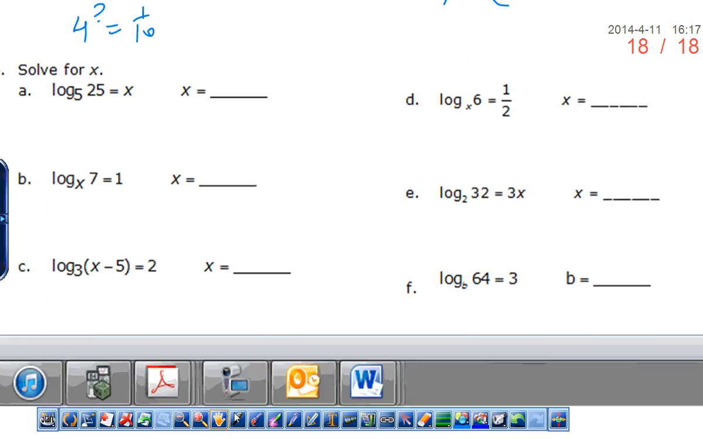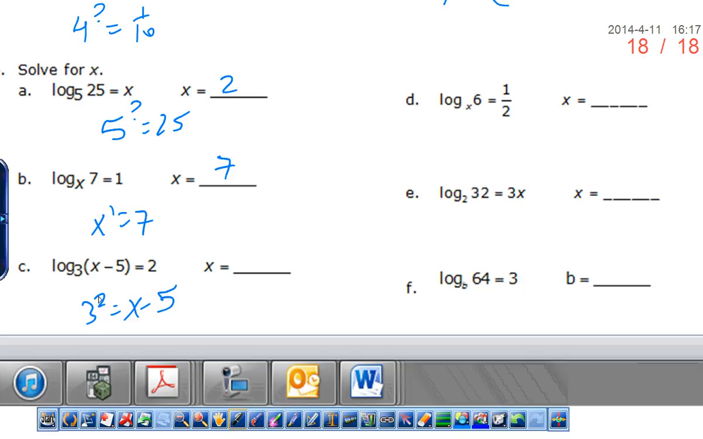Same thing with these. 5 to what power equals 25? 2. X to the first power equals 7. That means my x has got to be 7. This one, 3 squared equals x minus 5. So I square that, I get 9. I add 5, I get 14. This one is saying the square root of x equals 6, so x must be 36.